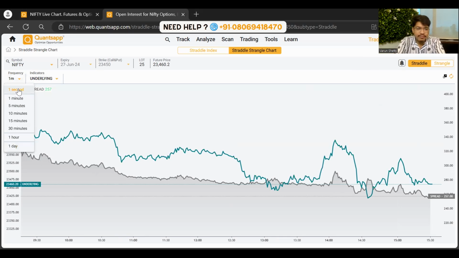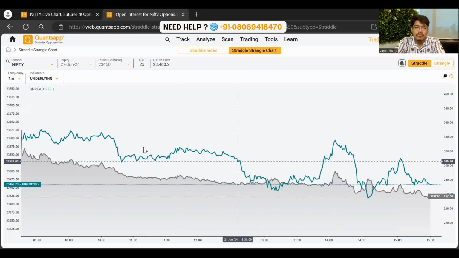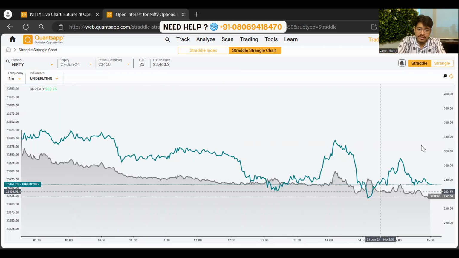After that, you can change the frequency that you want. So there is a data for every second. You can add a 1 minute chart. You can add a 5 minute chart. Okay. All of these data are available. And you can also add various indicators. So indicators like underlying. So it will show you the price of underlying. So this is Nifty's underlying price or Nifty's future price. Okay. And the gray part shows you the straddle premium.